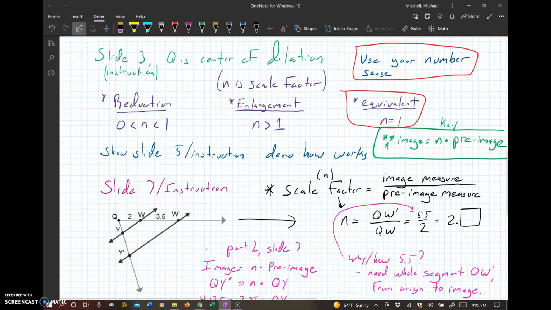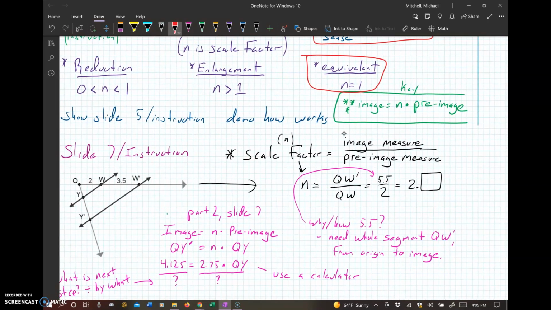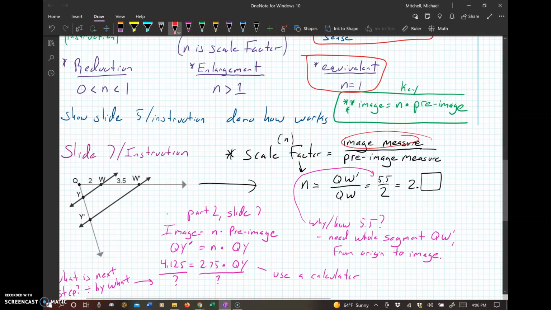Now, I wrote in here, we need to use this at some point. Image, in the green, equals N times pre-image. That would be image length equals N times pre-image. That comes from this formula right here, our scale factor. Our scale factor N equals the image over the pre-image. Always has to be like that. It's always image over pre-image if you want to get that right.